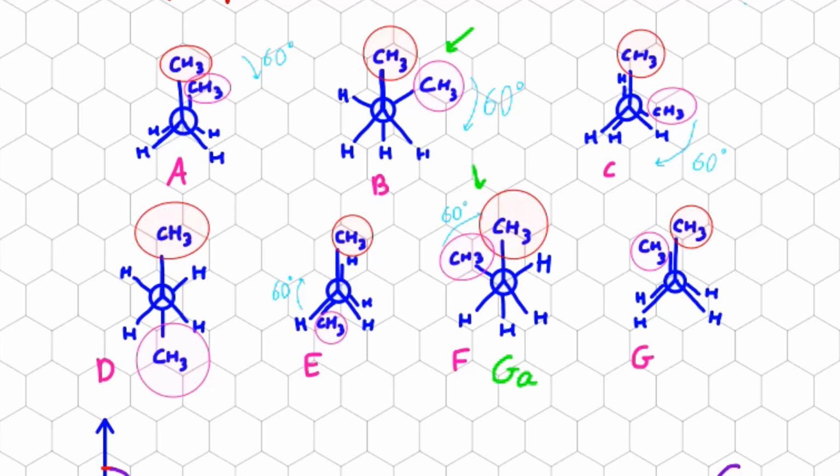So I'm going to repeat again. Staggered formations that do not have the lowest potential energy. These are called gauche.